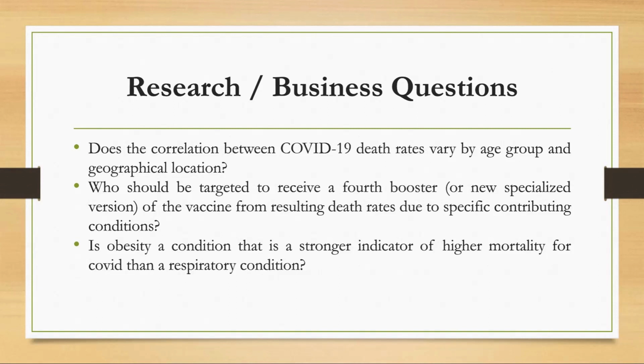Second question is, who should be targeted to receive a 4th booster of the vaccine from resulting death rates due to specific contributing conditions? And our third question we looked at is, is obesity a condition that is a stronger indicator of higher mortality for COVID than a respiratory condition? Next slide, please.